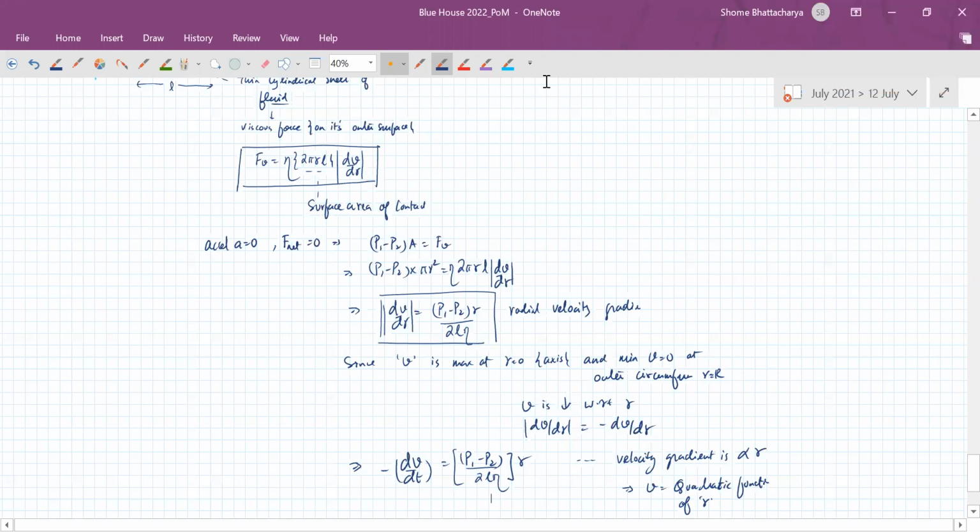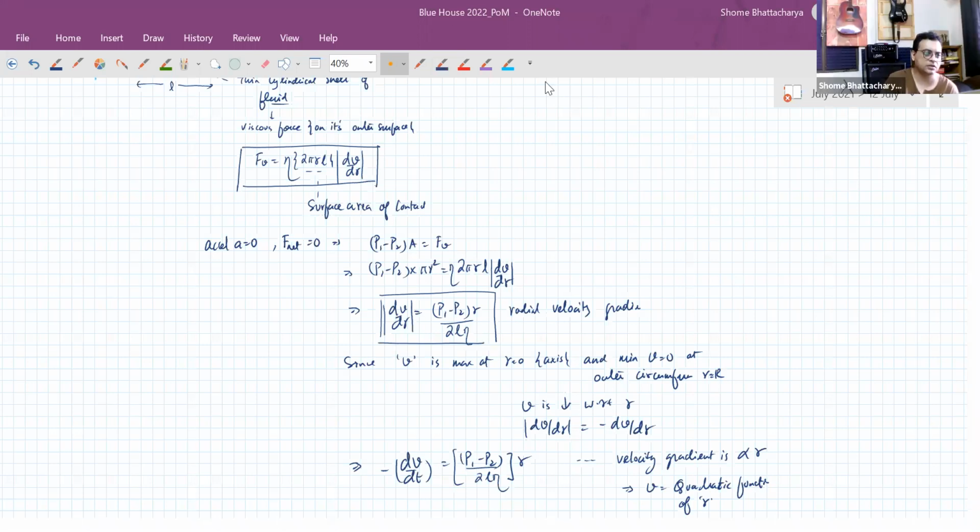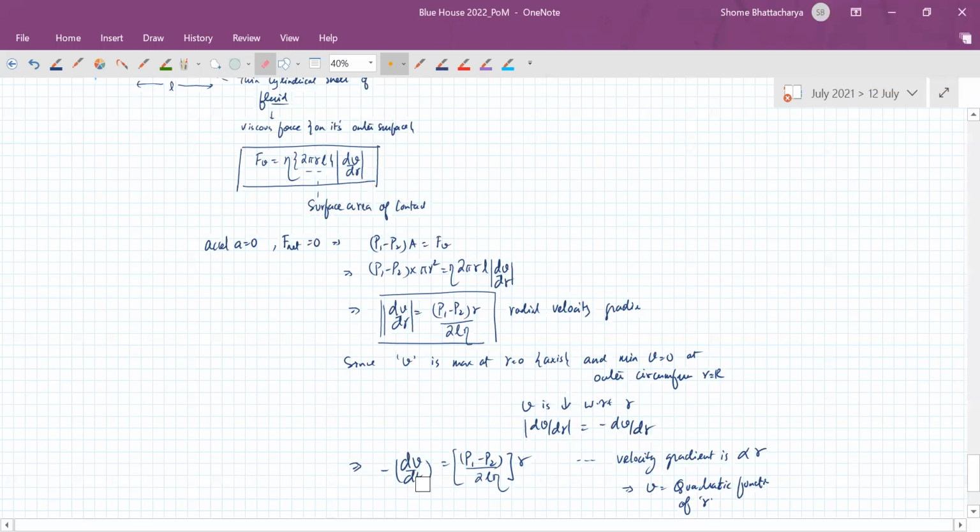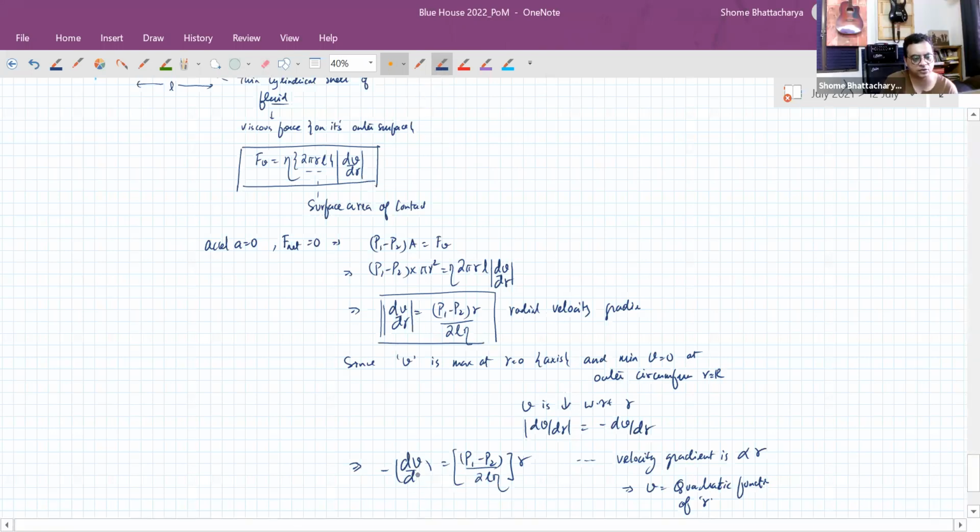So at the end, will it be dv by dt or dv by dr? dV by dr, radial. dV by dr. It's the radial velocity gradient.